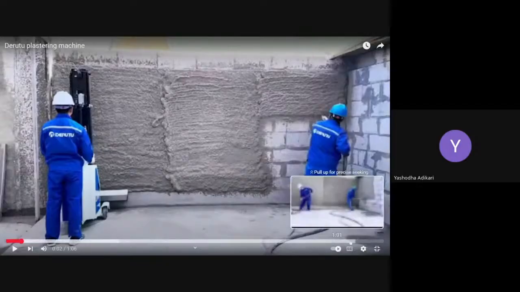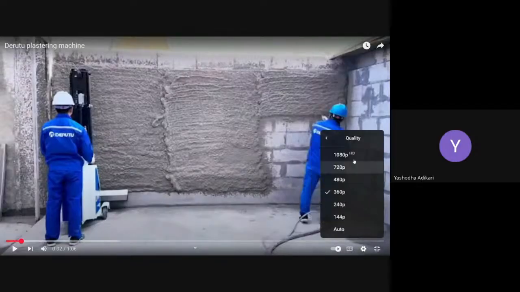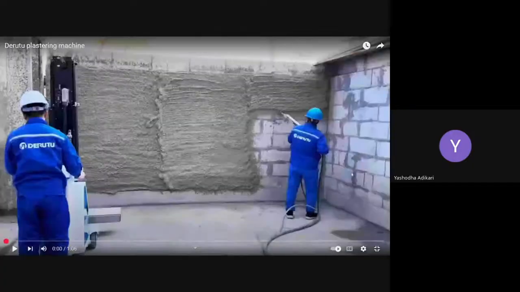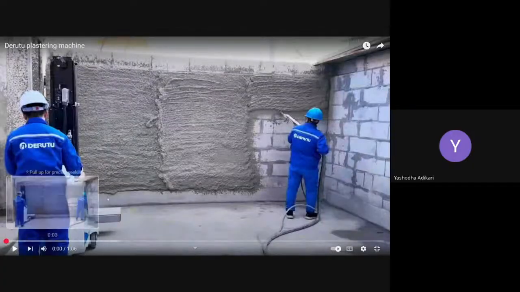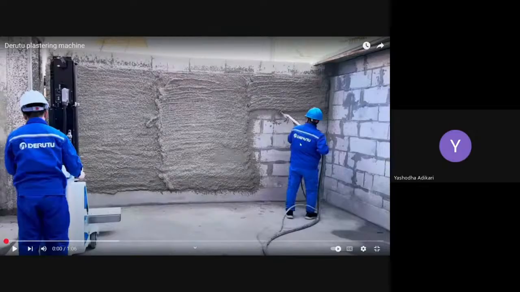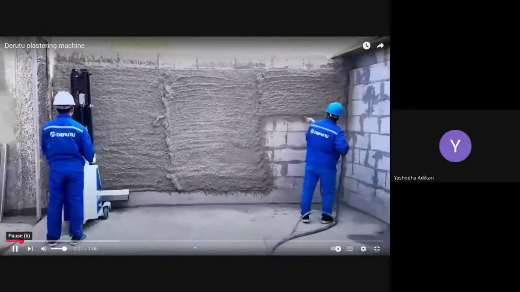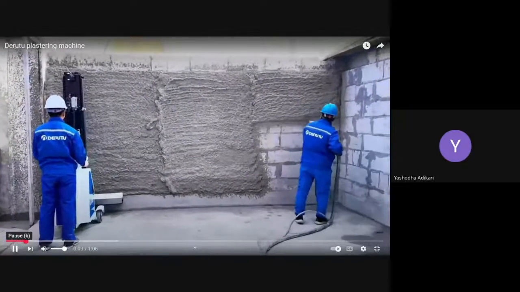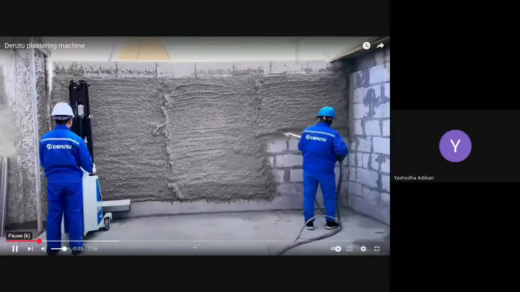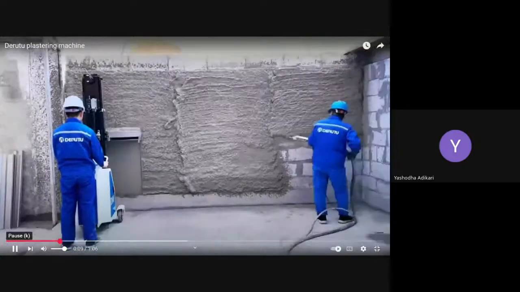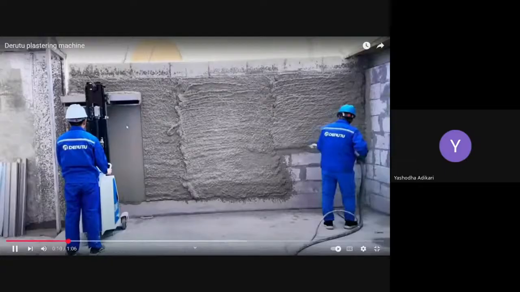You saw it. Now look at this, check this video. Now, by using this machine, they apply cement to the wall. They apply your mix this way, right? Here, look at this, how they do the leveling work.